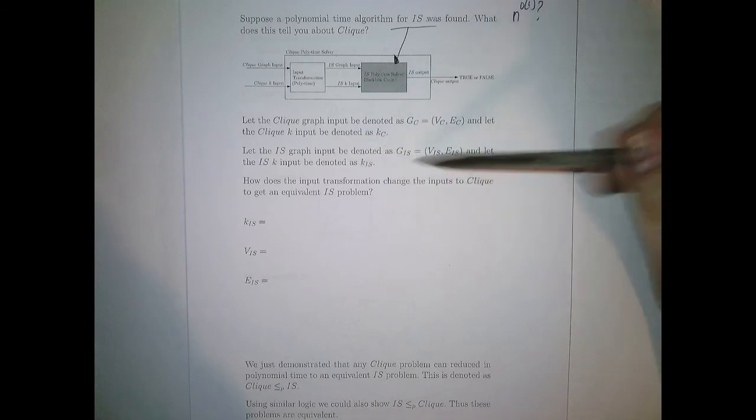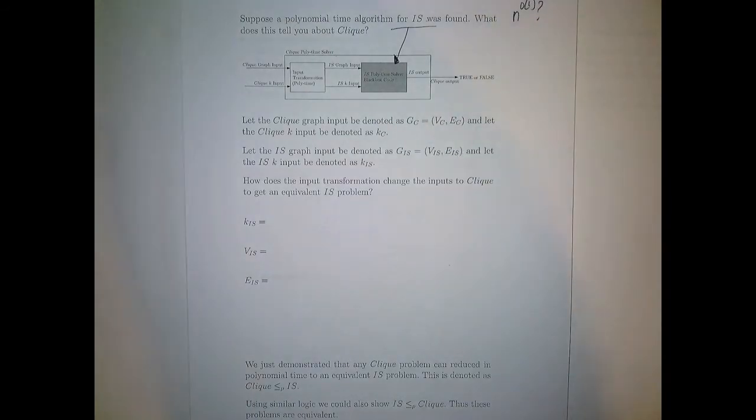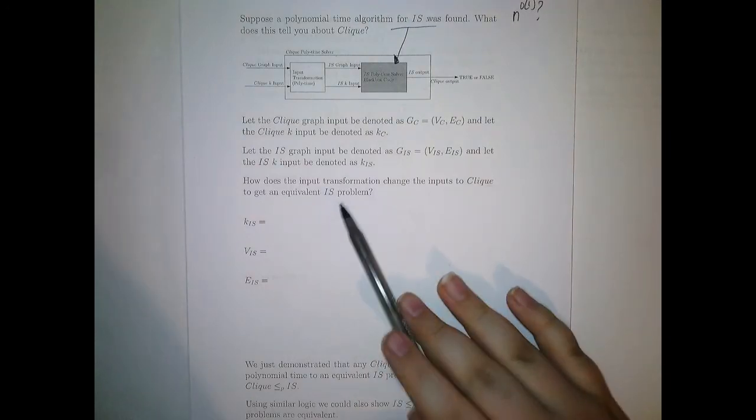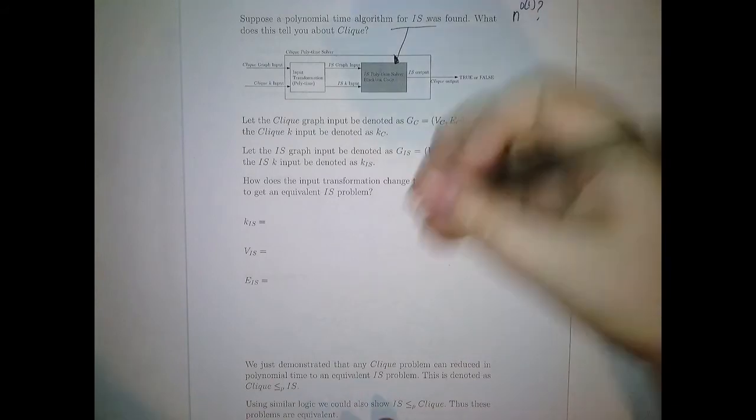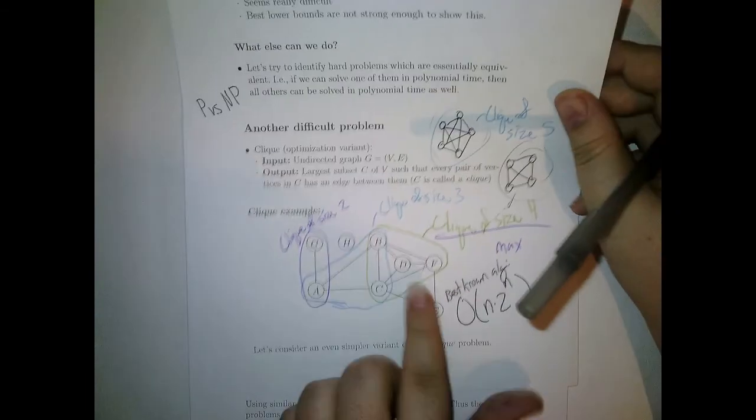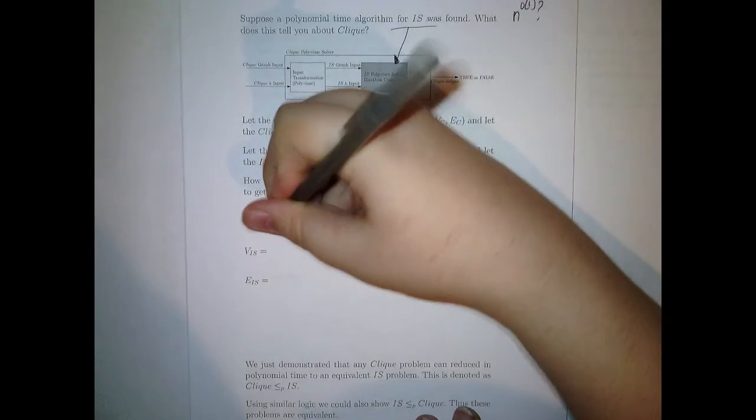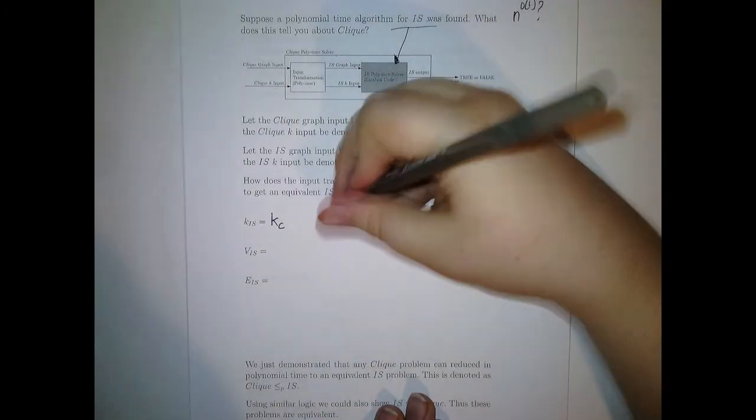The independent set inputs, similarly, are also V, E, and K, but I'm going to put an IS to represent the independent set inputs. Now, to turn the Clique inputs into equivalent independent set inputs, how do we change them? Well, we saw on the previous page the size: when we were looking for a clique of size 4, that became an independent set of size 4. So the size of the independent set we're looking for is the same. Basically no change.